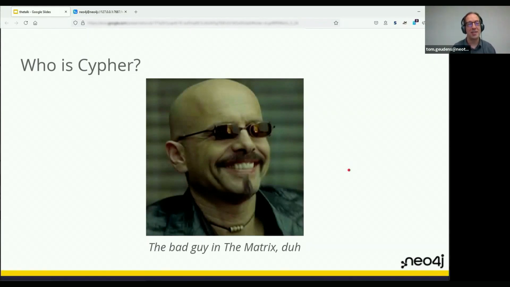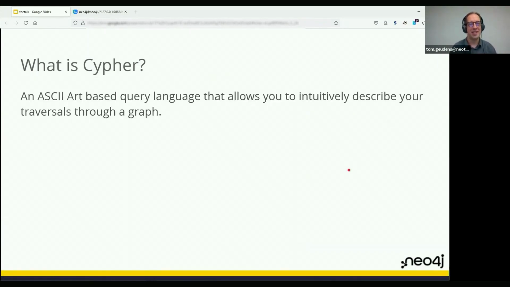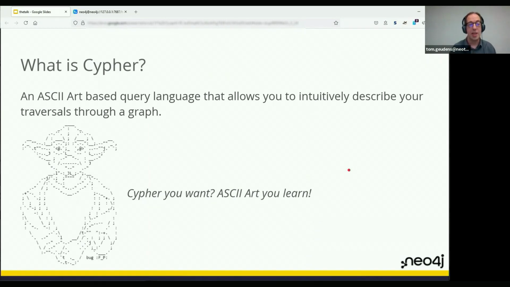Everybody knows that. No. So what is Cypher? Cypher is an ASCII art query language that allows you to intuitively describe your traversals through a graph. So yeah, Cypher you want, ASCII art you learn.